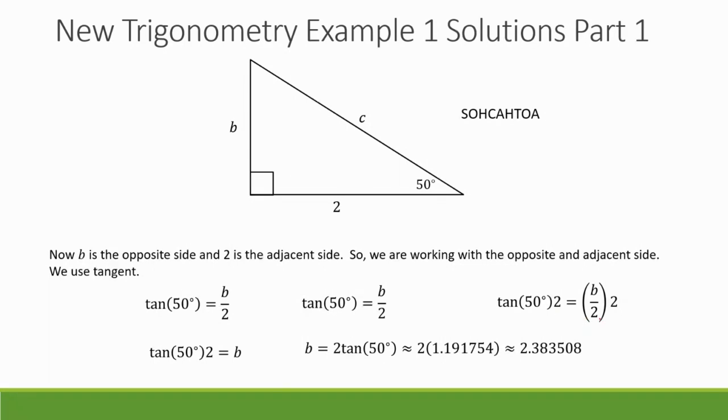That's awesome, right? And why is that good? Well, because these 2's cancel. They're gone, right? So we get tangent of 50 degrees times 2 is equal to B. That's what we get.